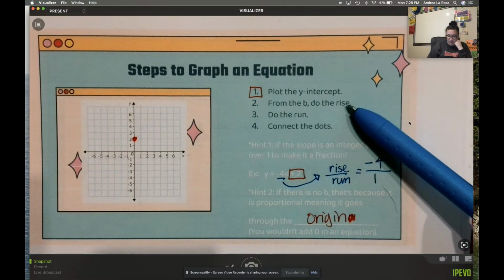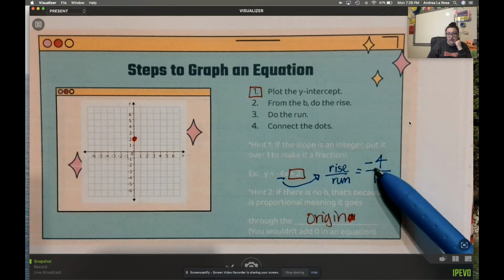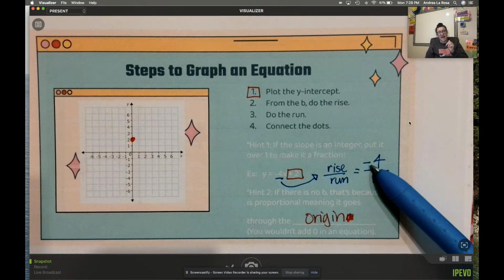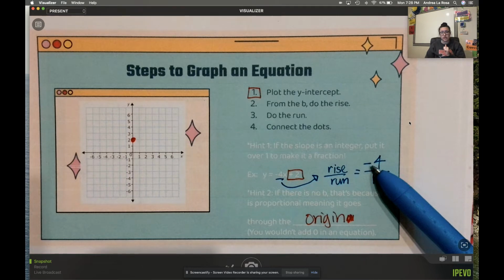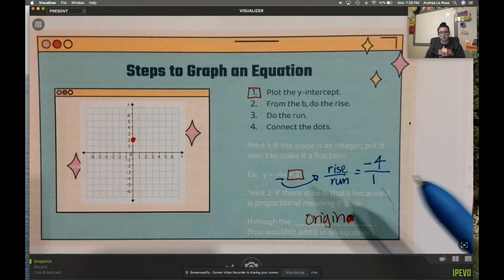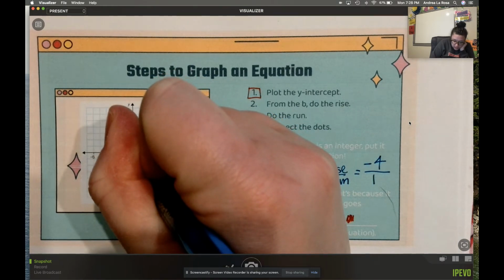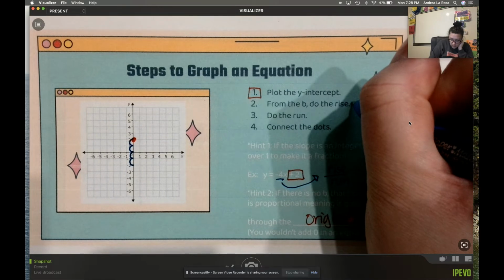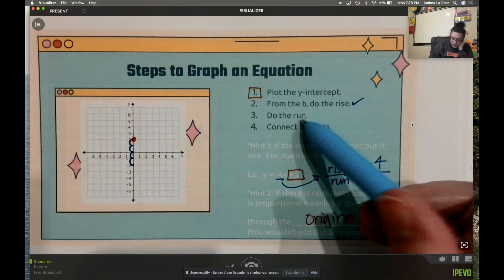Then I need to do my rise. Like we saw here, our rise is -4. The negative means we're going to go down. I believe it was Fall Out Boy who said we're going down, down. And that's where we're going. We're going down 1, 2, 3, 4. That was our rise.